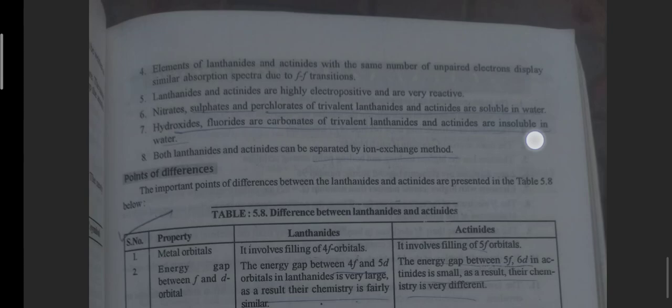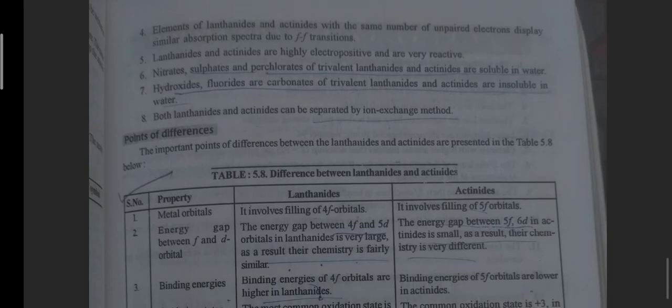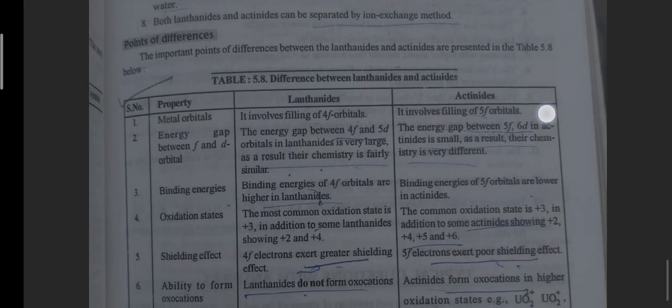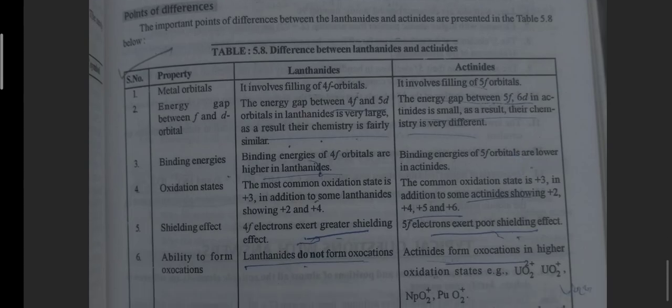Lanthanides and actinides are highly electropositive and are very reactive. Nitrates, sulfates, and perchlorates of trivalent lanthanides and actinides are soluble in water. Both lanthanides and actinides can be separated by ion exchange methods. Now, points of difference. Lanthanides involve filling of the 4f orbital, and actinides involve filling of the 5f orbital.